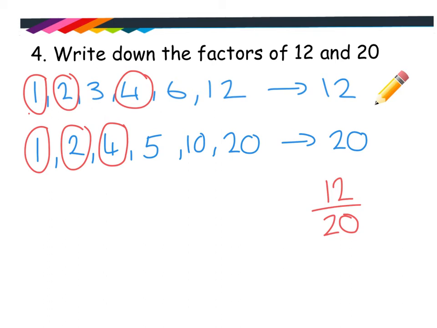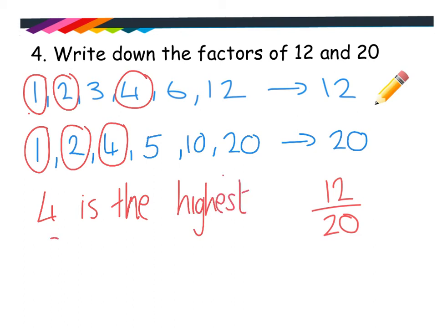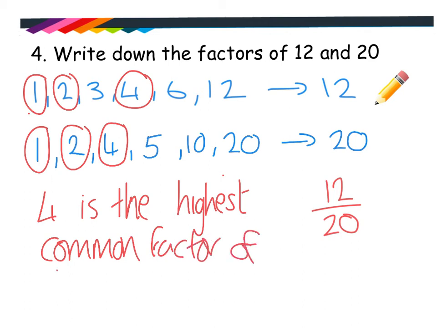They've maybe not used the word factors before. So you would use 4, because that would get you to the answer quicker. You would divide them both by 4. So when it comes to factors, we want the highest common factor. So 4 is the highest common factor of 12 and 20.